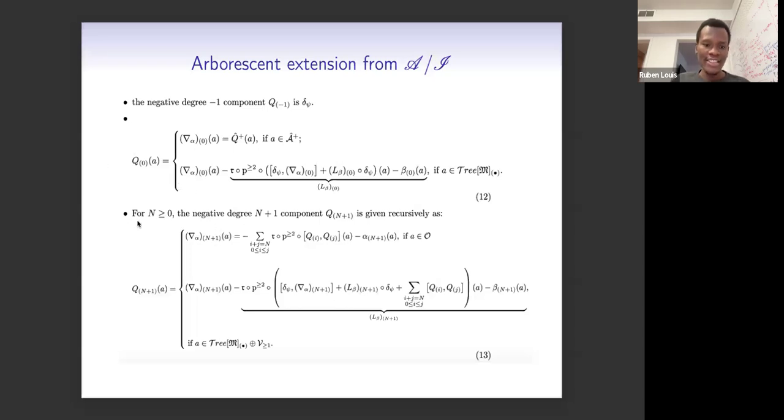Okay, and then for n greater than 0, you can look at the component of negative degree n plus 1. So it's really given recursively, using what you know before, and then you can go to the next step. So it's a very recursive formula, obtained by the perturbation lemma. You compute this, and then it's used really in the construction.